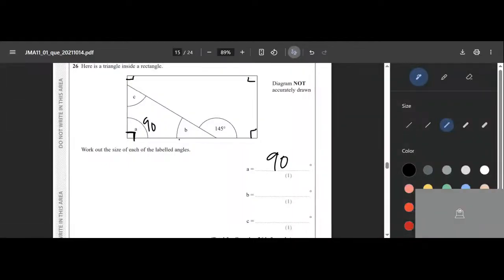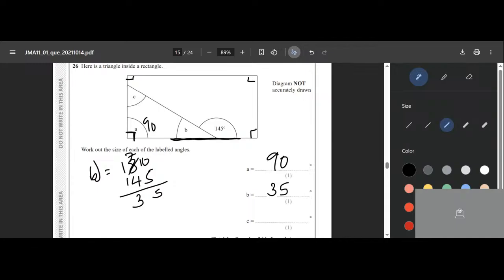This is a straight line. Properties of a straight line, angles on a straight line add up to 180. So to find B, we will say 180, we subtract 145. So we borrow here 1 and 7, so that we have 5. And here we have 3. So B is 35 degrees.